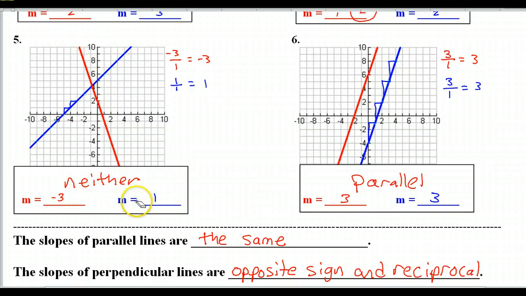Again, they have opposite sign. One of them, the blue one here, is positive, and the red one is negative. Obviously, they're not the same, so they're not going to be parallel, but they are not going to be perpendicular either, because not only do they have to be opposite in sign, they must be reciprocal. For example, if this is -3 over 1, the blue one would have to be 1 over 3. Now those are reciprocals of each other, 3 over 1 and 1 over 3.